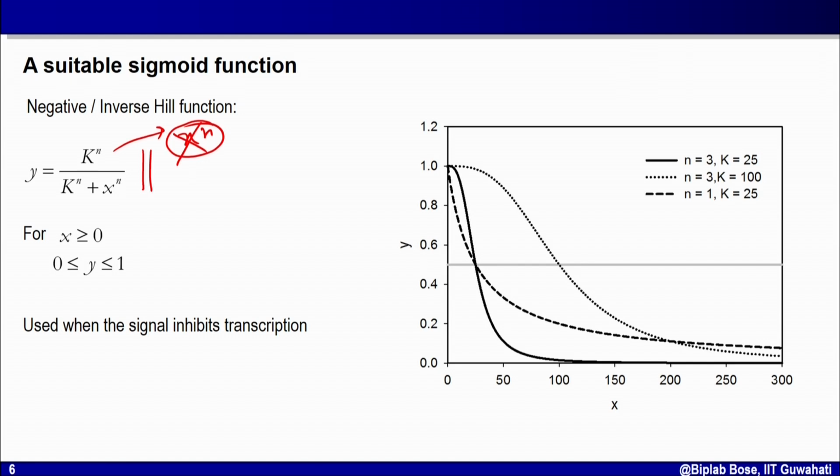Again here, when x equals 0, y will be 1 because that's what you want. When there is no x, y has its maximum value, and then as you increase x from 0, y starts dropping and reaches towards 0. So this inverse or negative Hill function I can use when I have an inhibitory signal or a transcription factor in the system which goes and inhibits the process.